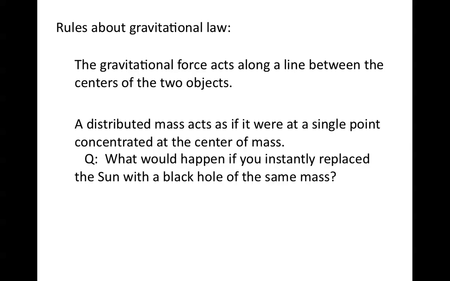So what would happen if you replaced the sun with a black hole of the same mass? Well, it would get dark. The light from the sun would go out, but an object with one mass of the sun, one solar mass, would gravitationally behave the same even if it were all concentrated at a tiny point. So the Earth would continue on its orbit as if nothing had happened.